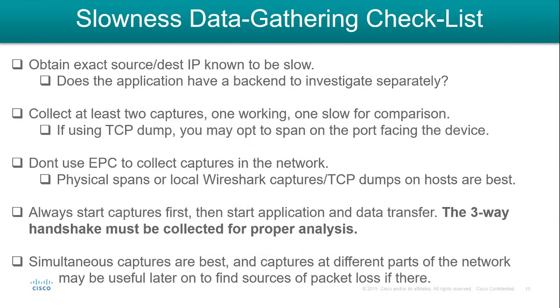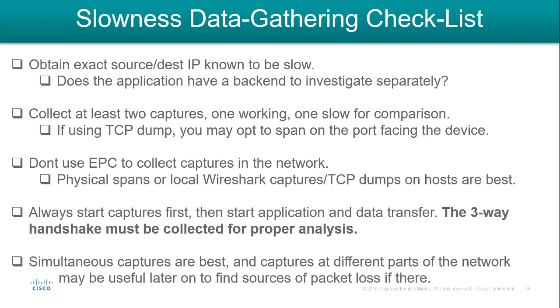And so this is going to be the end of part 1. So let's quickly go through a checklist before we get into the deep dive. A few things that we need to make sure we always do, and that is to obtain the exact source and dest IP, known to be slow, and L4 information. We also want to clarify with the customer whether or not this is an application server with a back end that might need to be investigated separately, or if this is an individual socket like FTP, which we know is not performing as expected.